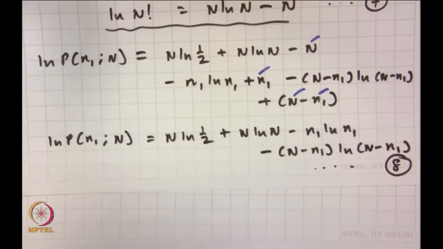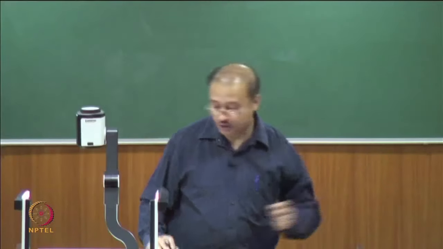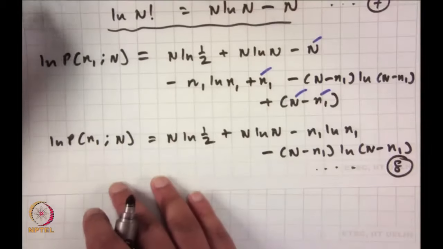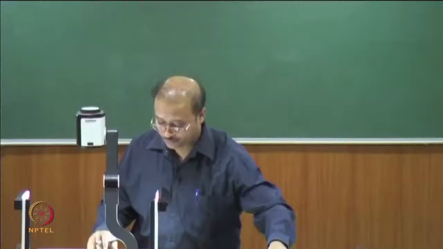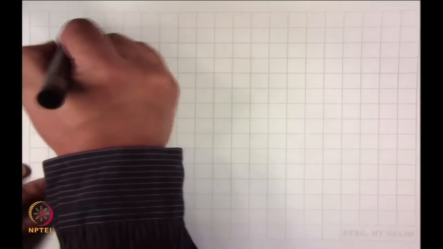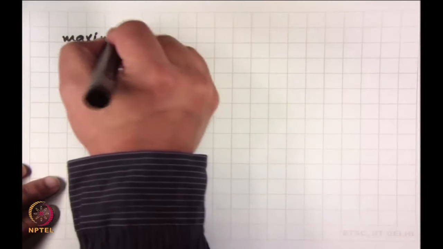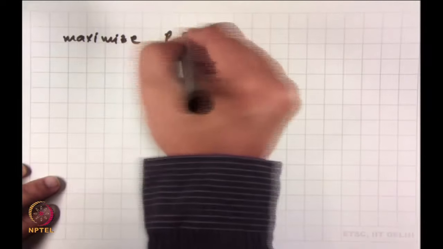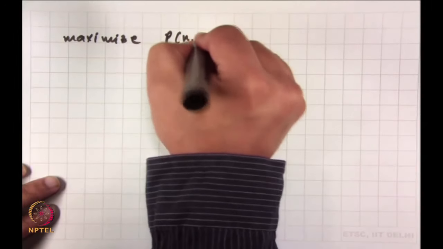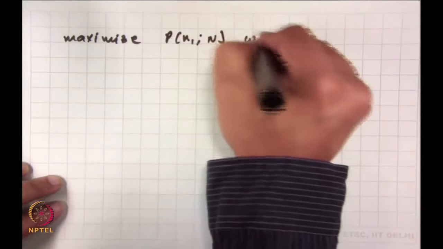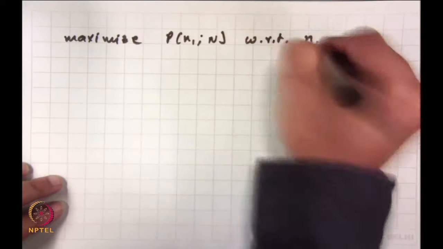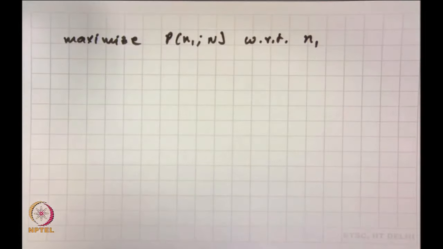Okay. You are with me until this point, right. Now, what you do is, remember we have to maximize it. So, what we say is, now having done this, maximize the probability p(n1, n) with respect to n1.